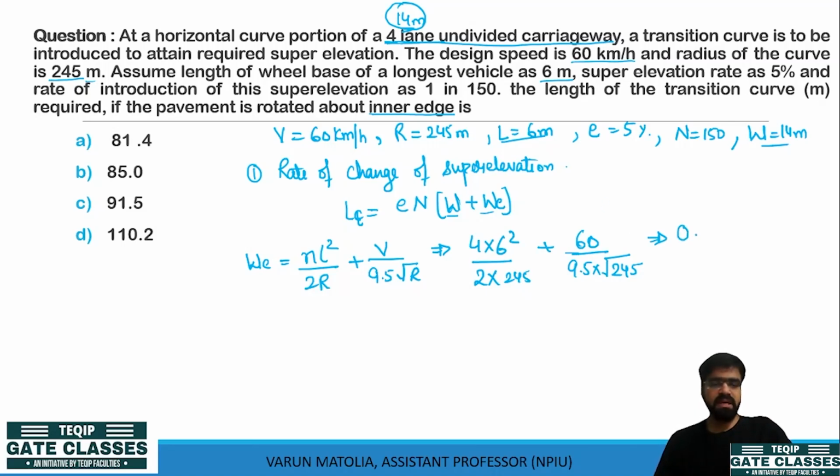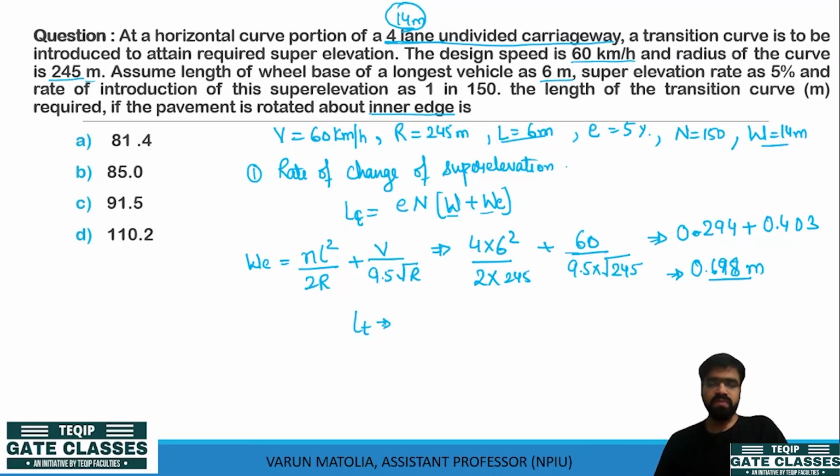The mechanical extra widening is coming as 0.294 plus the psychological extra widening, which is 0.403. Let us add these up. The value is 0.697, or 0.698 we can write, in meters. So let us calculate the rate of change of superelevation.